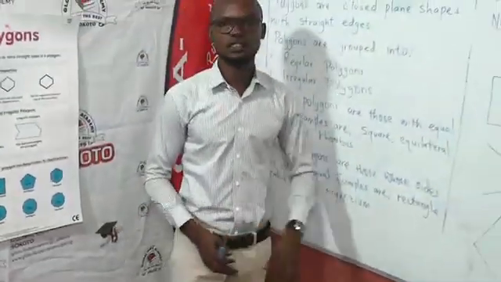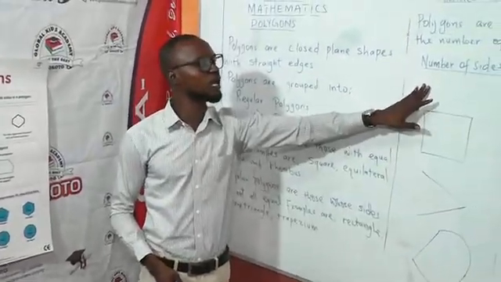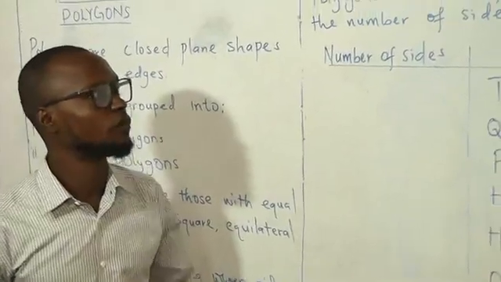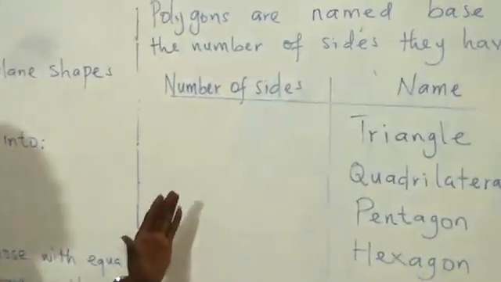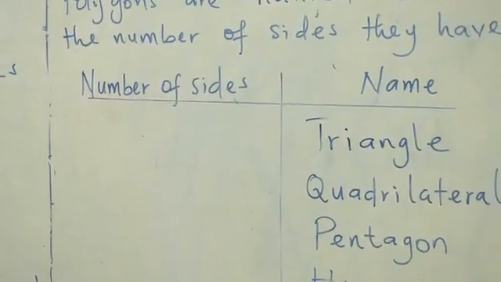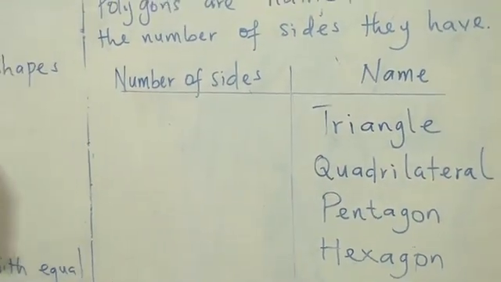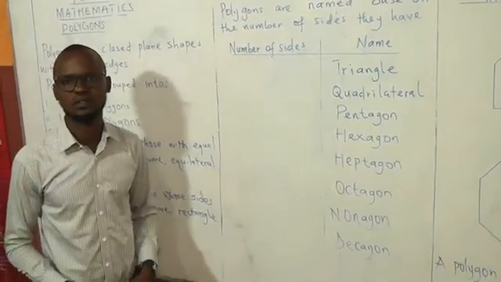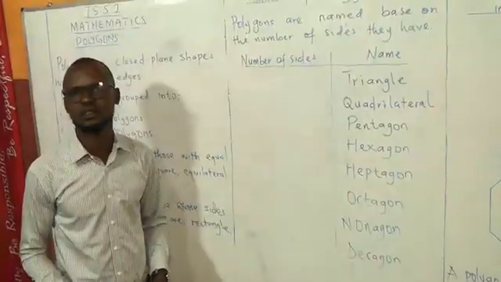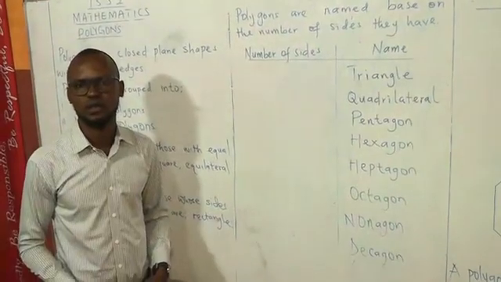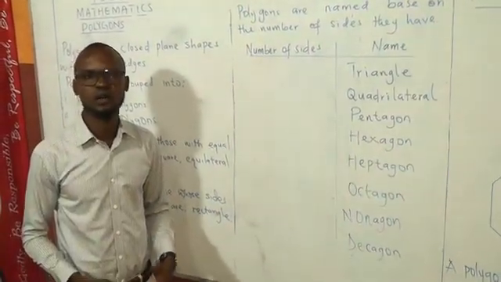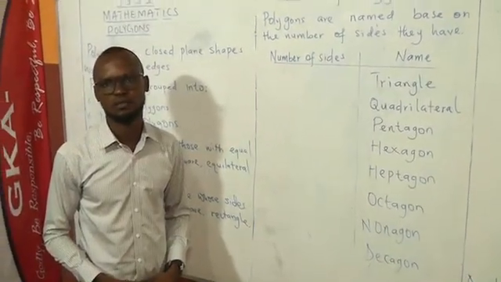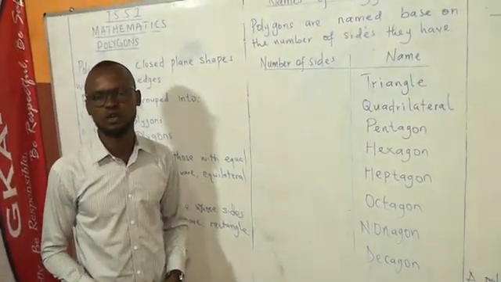So let's look at naming polygons based on their number of sides. Now, some of these polygons have special names. Though we have so many polygons, only about 12 of them have unique names. So we are going to be concentrating on those unique ones.